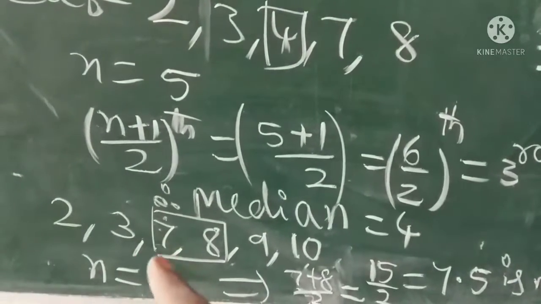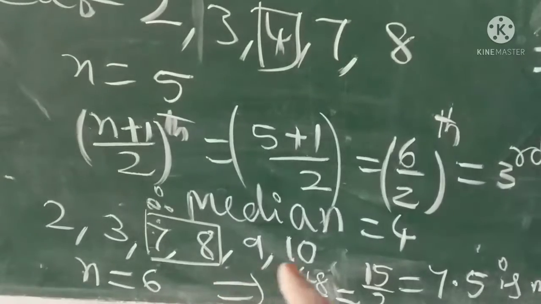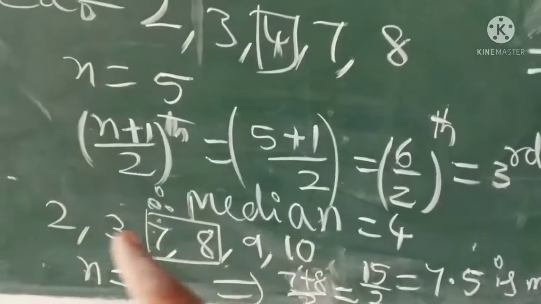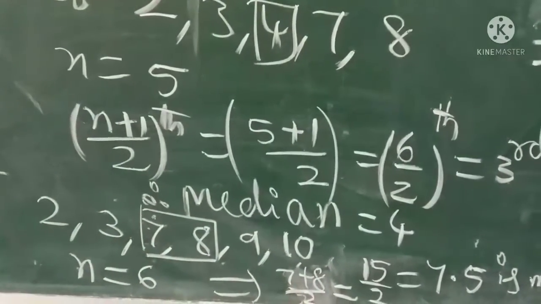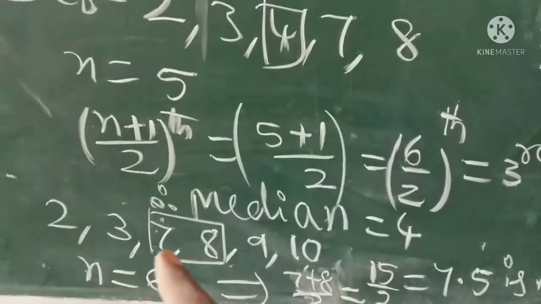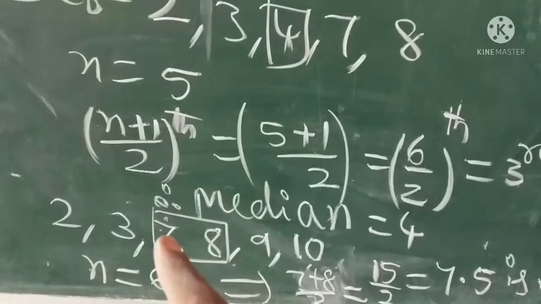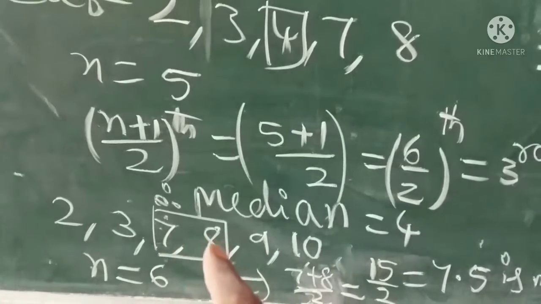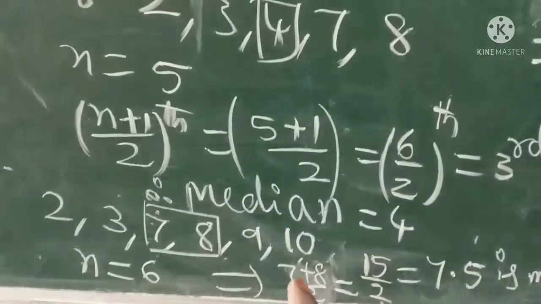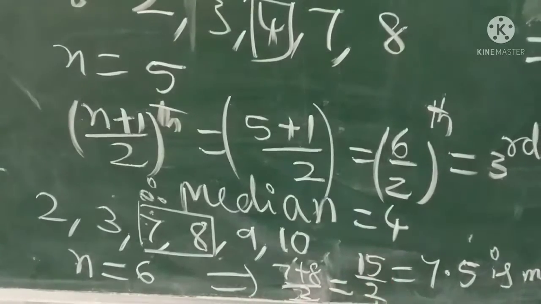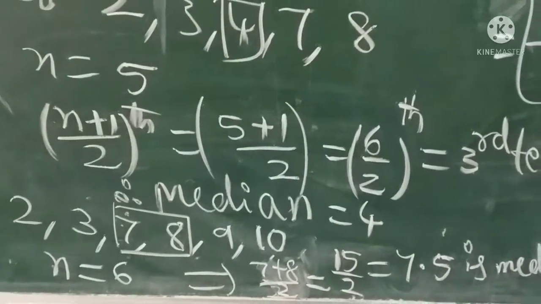If the number of observations is even, for example 2, 3, 7, 8, 9, 10, the number of observations is 6 here. So n is equal to 6, then n by 2, 6 by 2, is the third term. What is the third term here? 7. Plus what is the fourth term? 8. 7 plus 8 by 2, that is 15 by 2, 7.5 is the median.